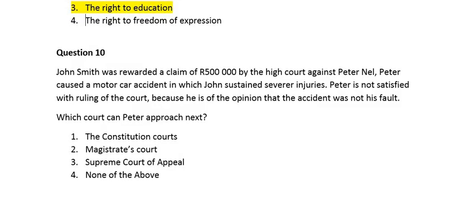Question 10. John Smith was awarded a claim of 500,000 by the High Court against Peter Nell. Peter caused a motor car accident in which John sustained severe injuries. Peter is not satisfied with the ruling of the court because he is of the opinion that the accident was not his fault. So which court can Peter approach next? Number 1, the Constitutional Court. Number 2, Magistrate Court. Number 3, Supreme Court of Appeal. Number 4, none of the above. So guys, here the correct answer is number 3, which is Supreme Court of Appeal.